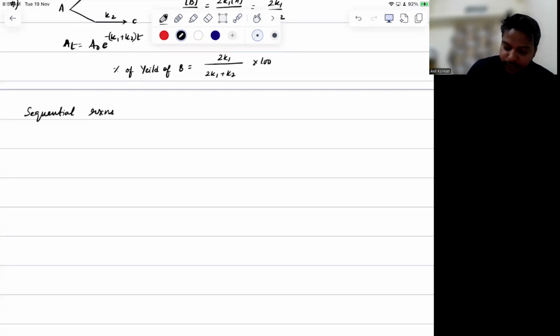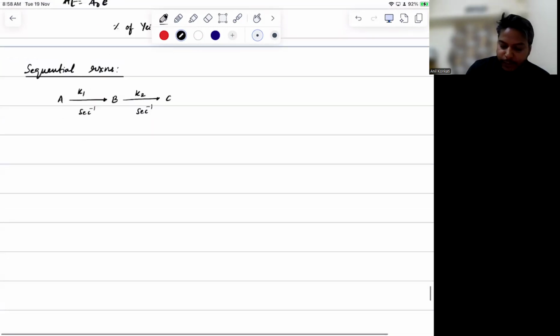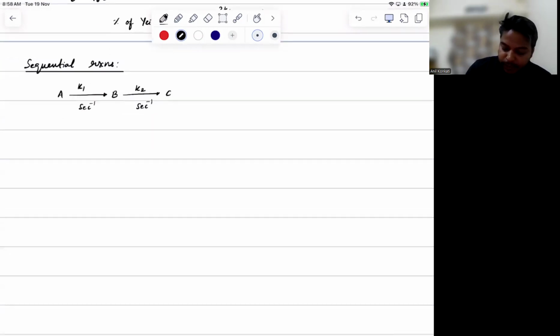Sequential reactions. Sequential reactions are when A is giving B, with everything in first order kinetics, and B is giving C. This is K1, this is K2, with second inverse as the units. Got it? So at time t equal to 0, this is A naught concentration, and at time t, this is concentration At, Bt, and Ct.